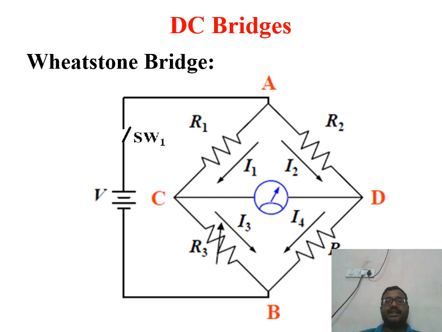Of these, two arms are standard resistances, and of the remaining two arms, one arm is a variable resistance. Variable means the value can be changed. The component names we take as A, B, C, D. The opposite two points are connected to a voltage source and the remaining two points are connected to the galvanometer. This is the construction of the Wheatstone bridge.